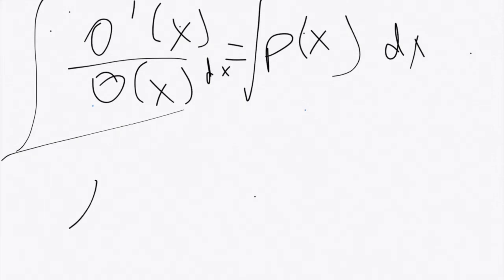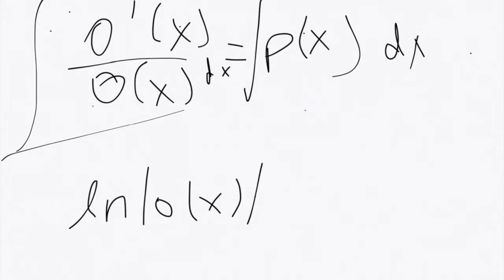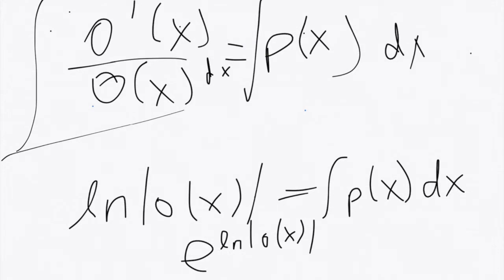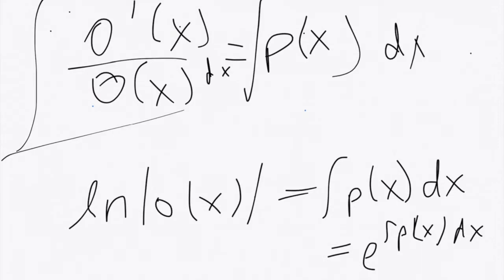This side evaluates to ln of o of x, as by chain rule, we know that the derivative of ln of o of x is equal to 1 over the function times the derivative of the function. And this side we're going to keep as the integral of p of x dx. Right? And we're going to raise both sides with base e to get e to the ln o of x is equal to e to the integral of p of x dx. And we can rewrite this side completely.